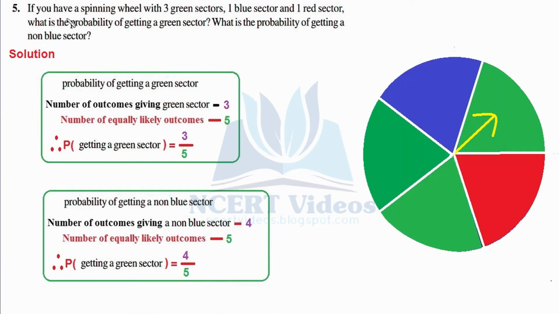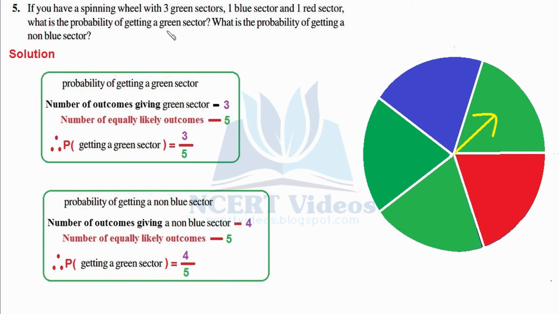Question number 5. If you have a spinning wheel with 3 green sectors. So here we have a spinning wheel. The concept of a spinning wheel we just told you in the previous question. It consists of 3 green sectors. So 1, 2 and 3. 1 blue sector over here. 1 red sector over here. So let's count the total number of sectors. 2 plus 3 is 5 sectors this spinning wheel consists of.